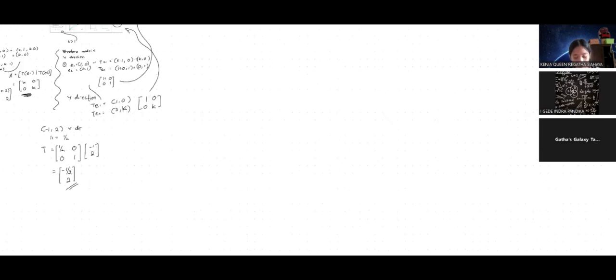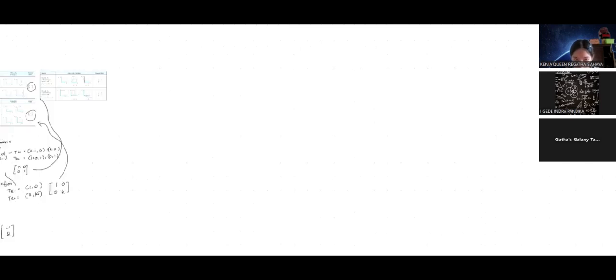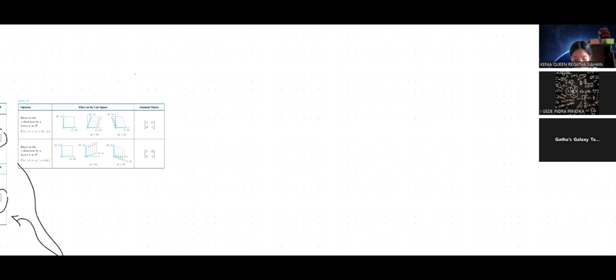Okay, so that is for the fifth, which is compression and expansion. Let's move on to the last procedure, which is shear. Now shear uses Table 10 here. This is shear, and shear is basically shifting. A shear shifts points parallel to one axis in proportion to the distance of the other axis coordinate.